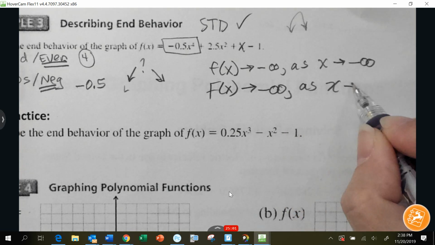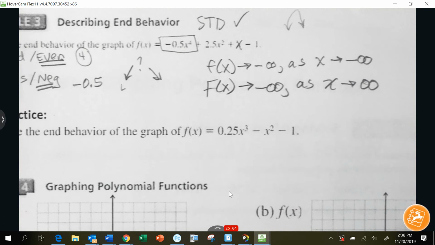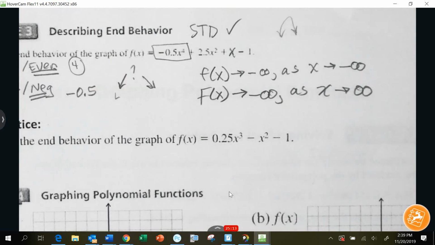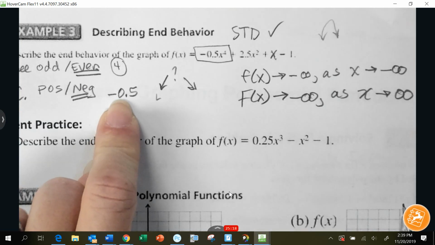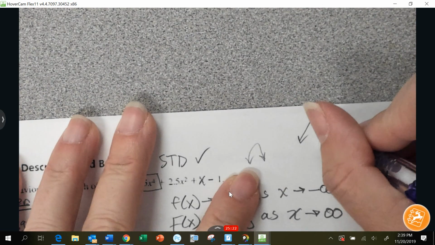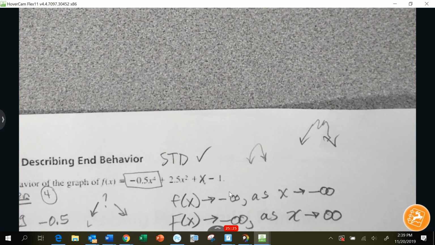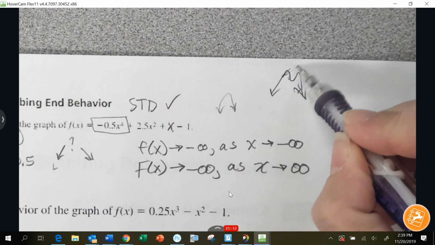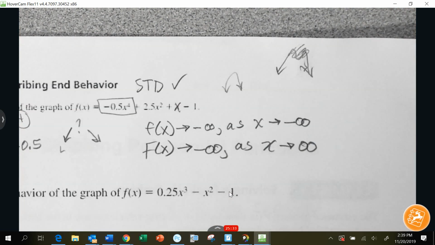What doesn't make sense? The 4 is even, so it's either up or down. But because it's a negative leading coefficient, it has to be down. So the graph might look something like this. I know it doesn't look exactly like that, but you know, the graph would look something like that. But it doesn't matter what's in the middle. It just matters the ends.